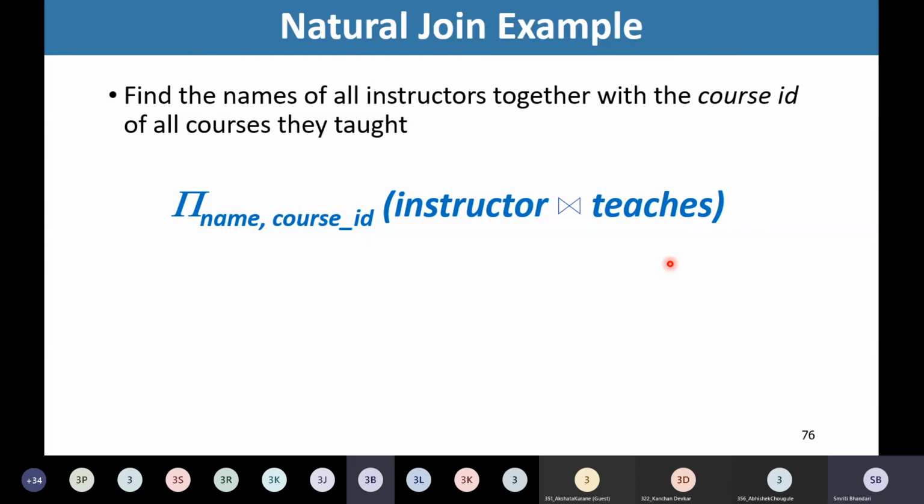Got it? Any doubt? Fine. Now I'm going to complete this concept of natural join in the next 5 minutes and then we'll conclude.